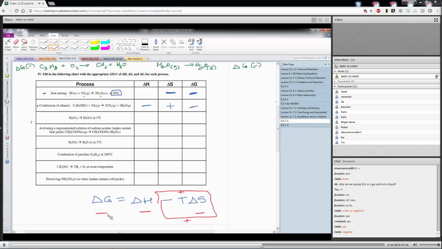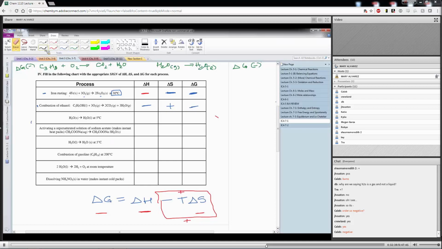Since my net result is negative, and this is a positive contributor, this basically has to cancel that out and say, nope, I've got to make it more negative because my delta G is negative. So we don't ever see it on the time scale that it happens, but apparently making iron oxide from iron and oxygen is an exothermic process. We can determine that from this little logic puzzle here.